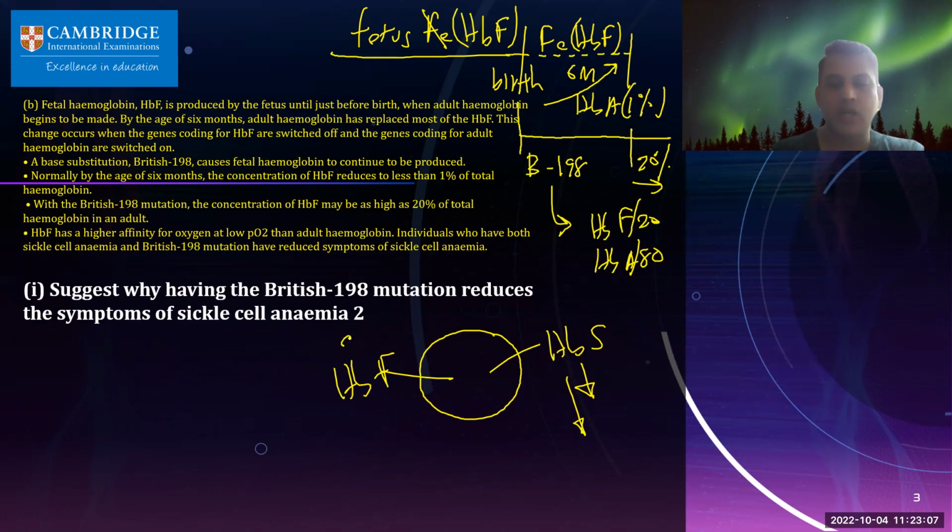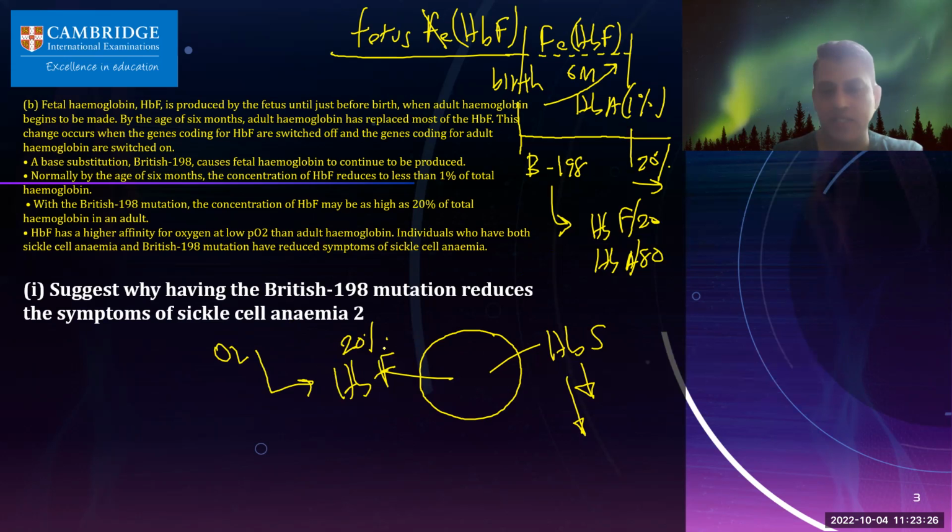But having 20% of hemoglobin F, which has a higher affinity for oxygen, means the amount of oxygen carried by the person is higher than in a sickle cell person. Hemoglobin F has the advantage: it can take up oxygen at low partial pressure of oxygen, and it transports a higher amount of oxygen to the tissues. So this is the cause for reduced symptoms of sickle cell anemia when the person also has the British 198 mutation.